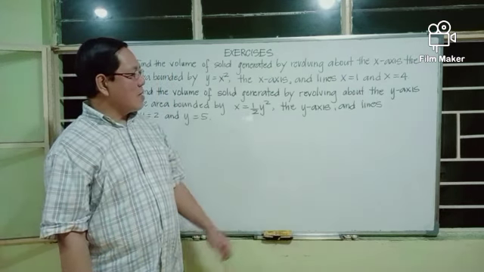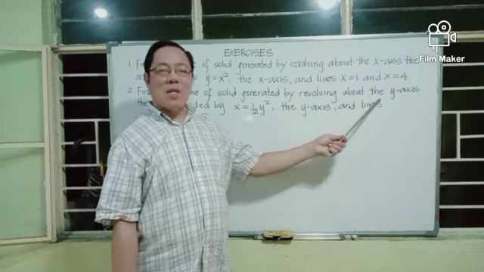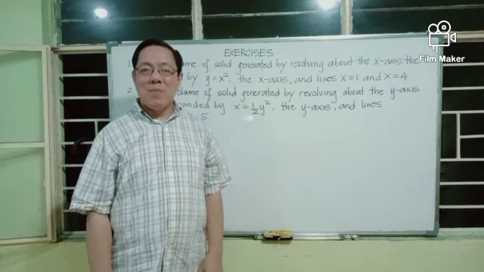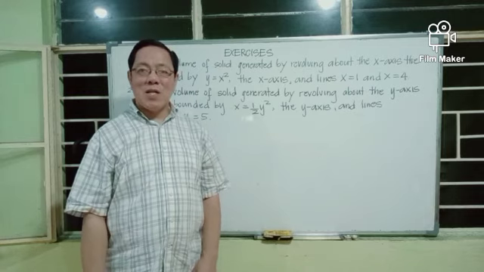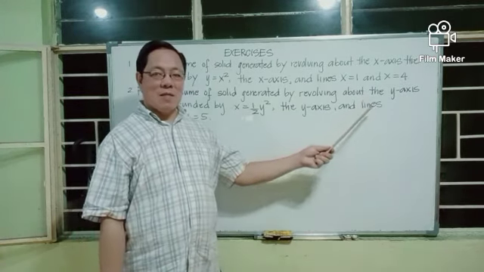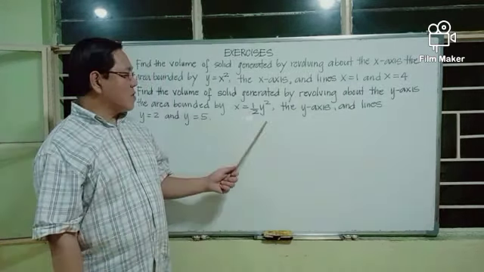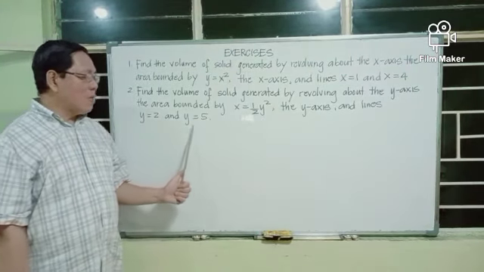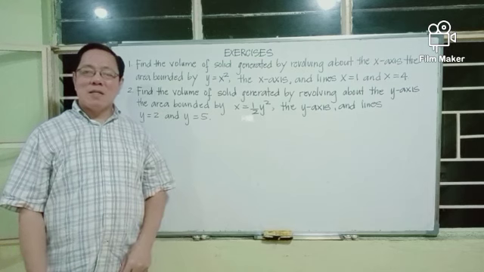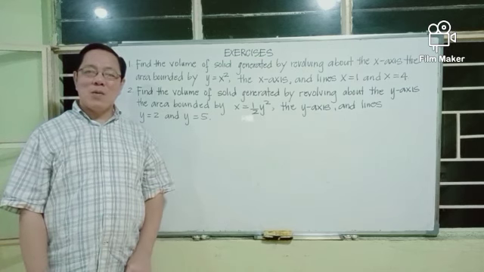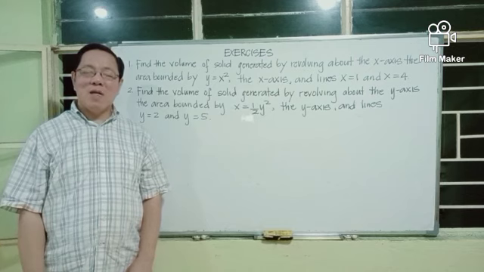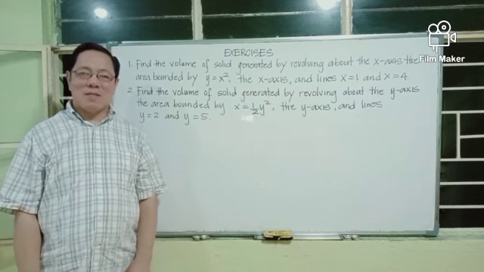And because the axis of revolution is the y-axis, the rectangular element that you should take from the area should be perpendicular to the y-axis. And the area is also bounded by the lines with the equation y equals 2 and y equals 5. And since these equations are linear in y, their graphs are horizontal lines parallel with the x-axis.